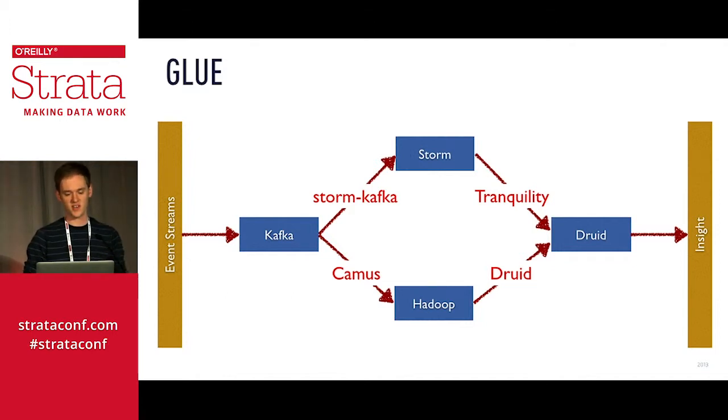From Hadoop to Druid, that's actually built into Druid. There's a thing called the Hadoop Druid indexer. That's the very first data loading system we developed for Druid. And then from Storm to Druid, there's something called Tranquility, which we open sourced like an hour ago.